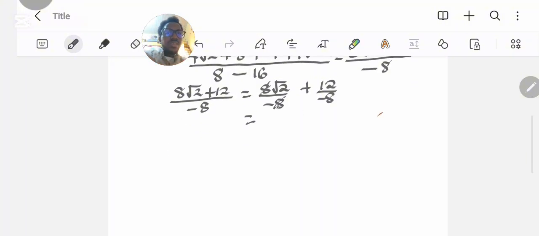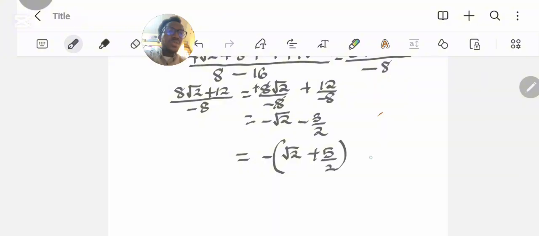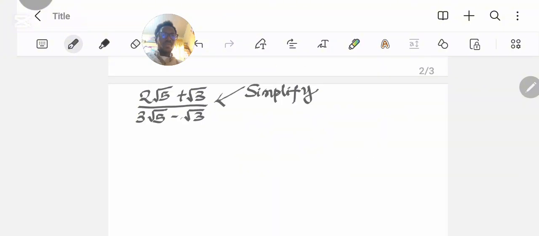This 8 cancels this 8. Now, there's a positive sign here. Plus divided by minus is minus, so that's minus root 2. Plus divided by this minus as well is minus. 4 into 12 is 3. Here is 2. So we can say our final answer is minus, in the bracket, root 2 plus 5 over 2. So this will be our final answer.